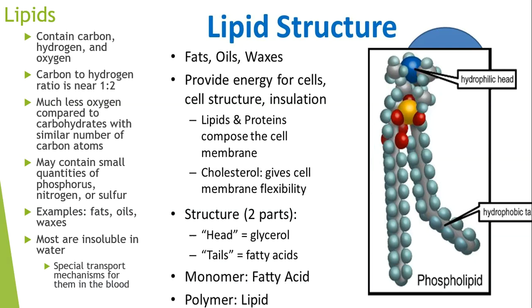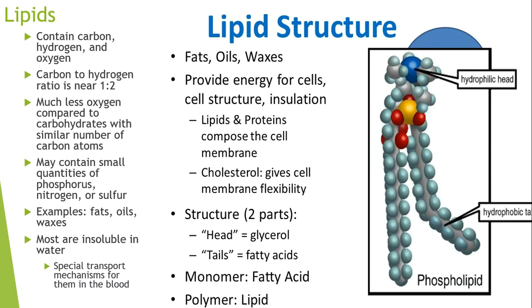All right, moving on to lipids. Lipids generally contain carbon, hydrogen, and oxygen. That seems to be a theme here. However, their carbon-hydrogen ratio is nearly 1 to 2, so much less oxygen compared to carbohydrates, but with a simple number of carbon atoms, and usually contains some other type of element, whether it be phosphorus, nitrogen, or sulfur. Examples include your fats, your oils, your waxes, anything that doesn't really mix or play nice with water, and that's highlighted there, so most are insoluble.